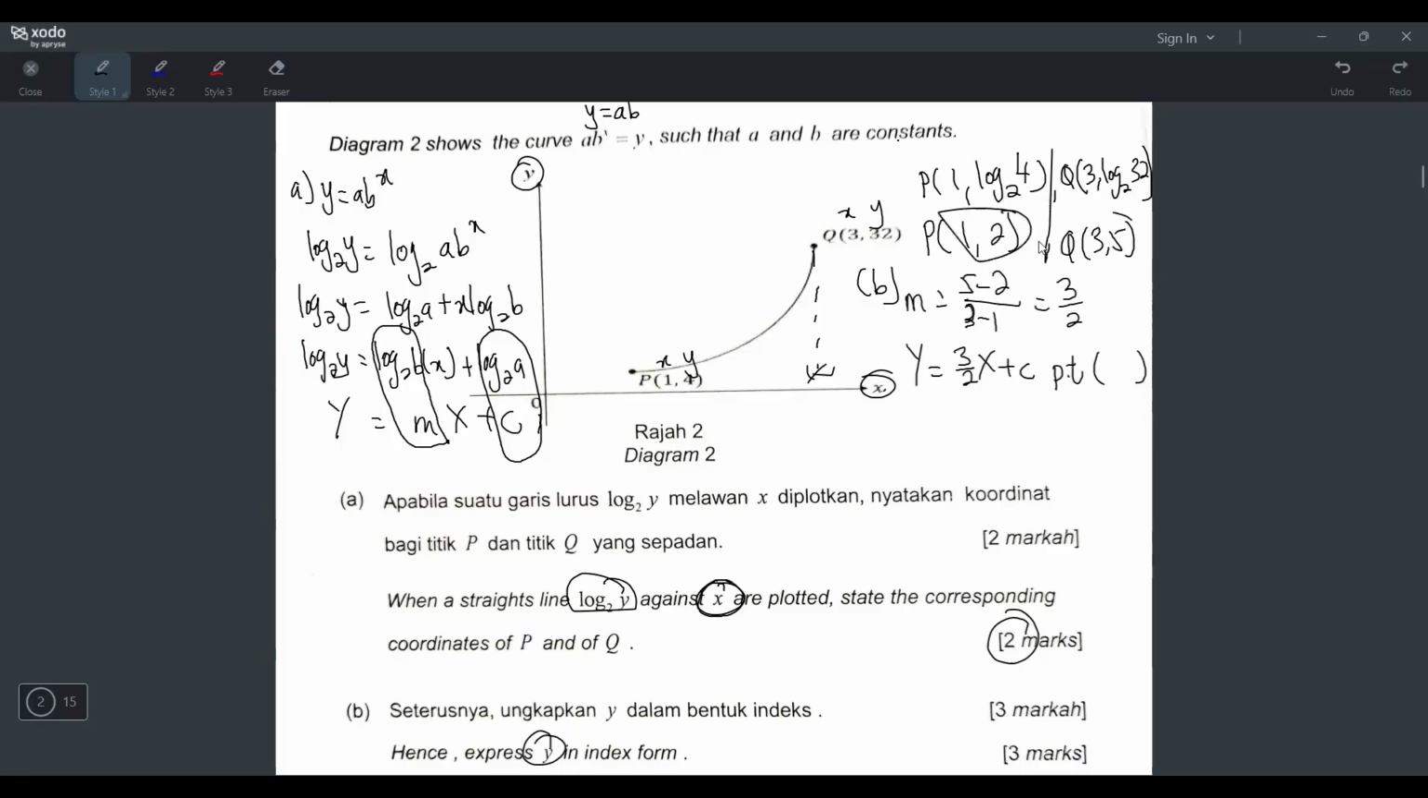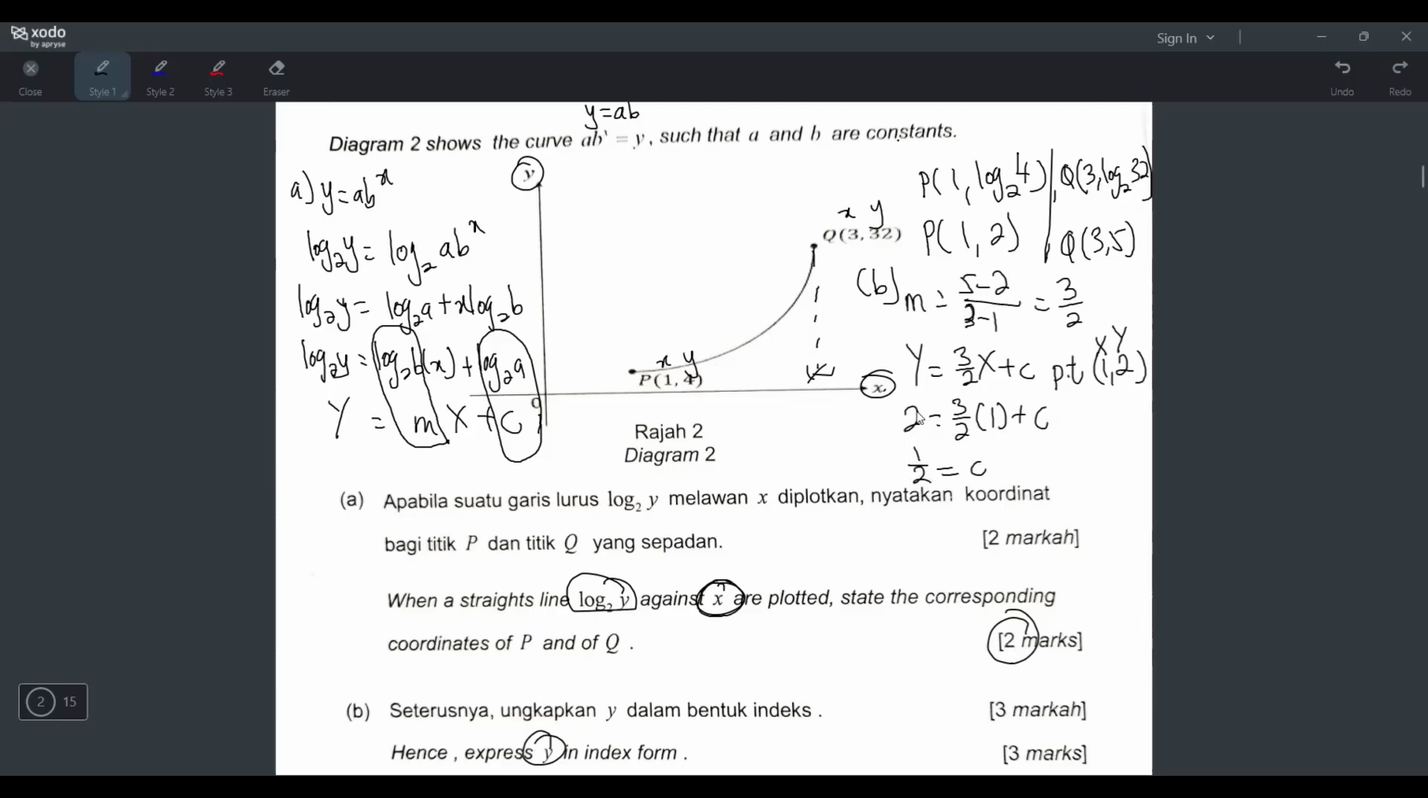I just use this method, passes through, and then I sub the xy inside. But you have to sub point yang ada passes through lah. So we can use point P or point Q, right? Because both also got passes through. Let's use point P. So this one I sub into the big X. This one I sub into big Y. Big X, big Y. Okay, so now it becomes big Y is 2 equals to 3 over 2, big X is 1, plus C. So now your C is 2 minus 3 over 2, which is 1 over 2.